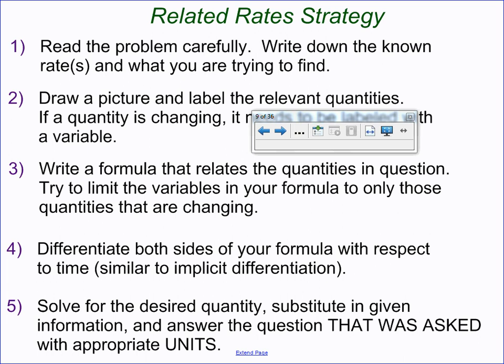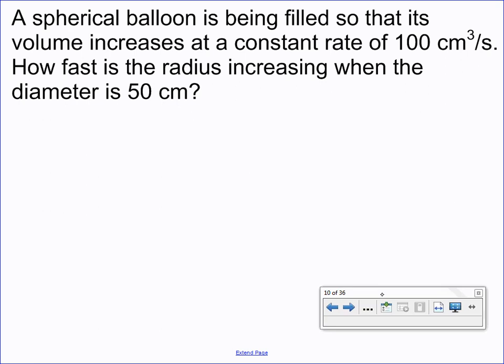So let's go ahead and practice this strategy now and solve different problems. First, let's suppose that a spherical balloon is being filled so that its volume increases at a constant rate of 100 cubic centimeters per second. So we're thinking about this spherical balloon being inflated such that it's filling at a constant rate of 100 cubic centimeters per second. The question is, how fast is the radius increasing when the diameter is 50 centimeters?